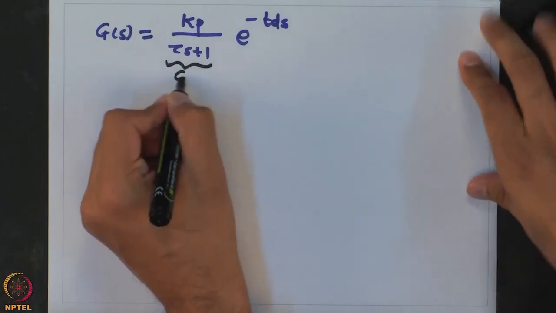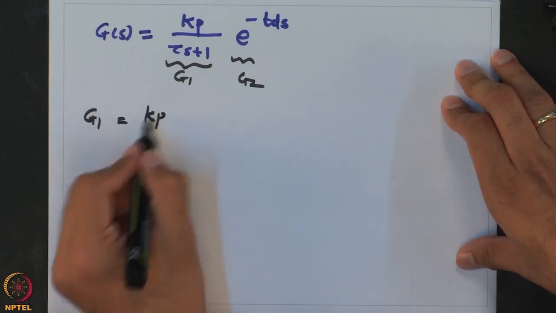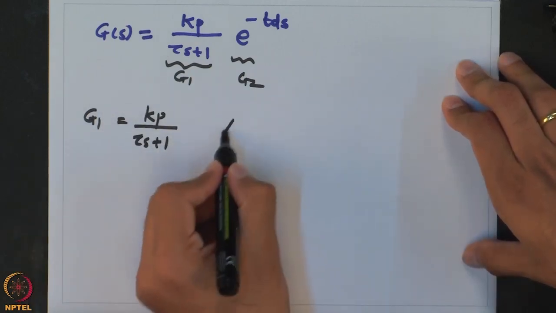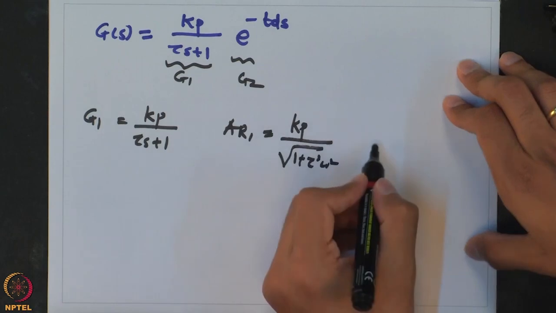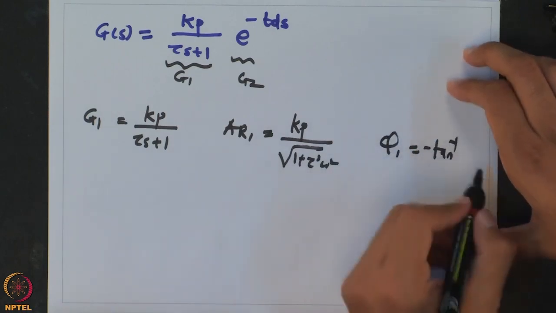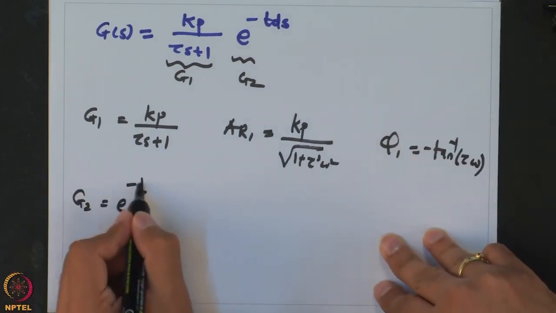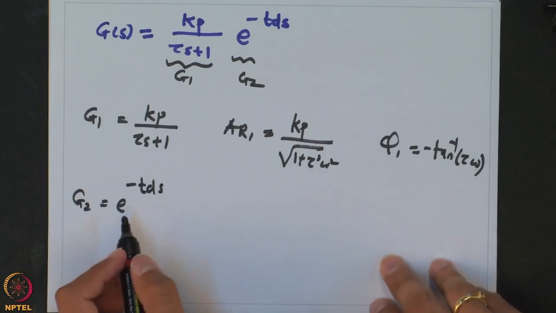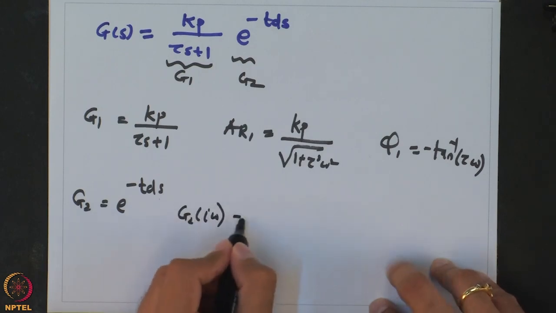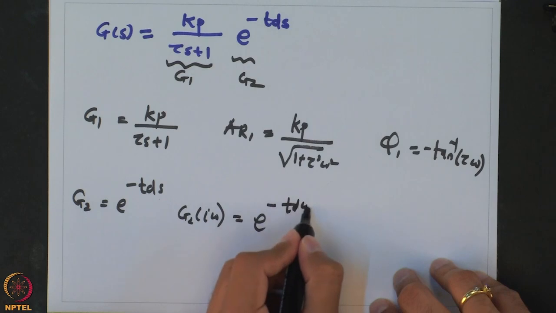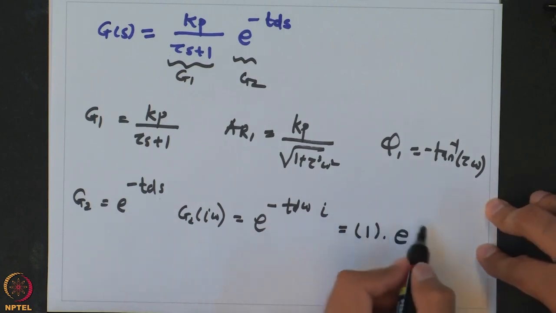So we will call this G1, this is G2. G1 is our very own friend, the first order system. So we have AR1 as Kp over the root of 1 plus tau square omega square, and phi 1 is minus tan inverse tau omega. G2 is e raised to minus td s. So in order to find its AR and phi, we have to substitute s equal to iω. So G2 of iω is e raised to minus td omega i, which fortunately is in the amplitude angle form.